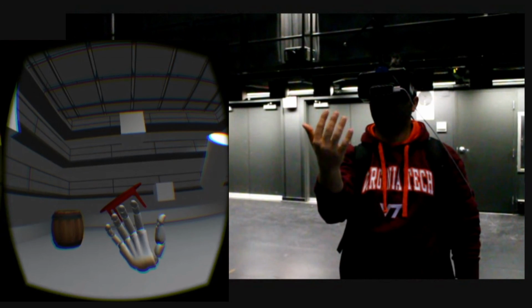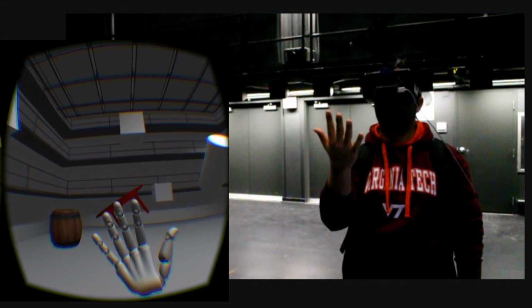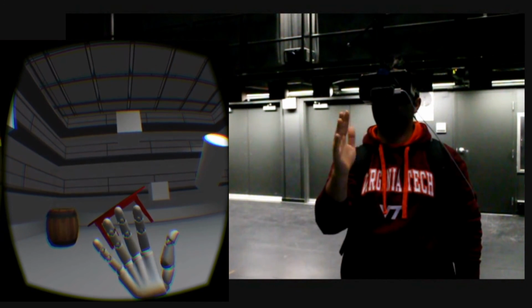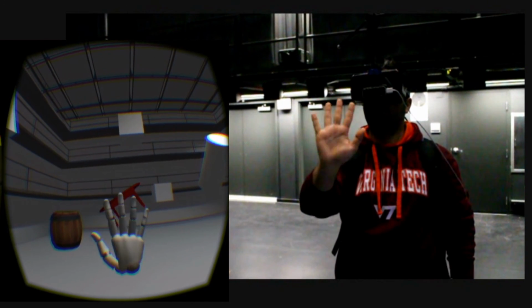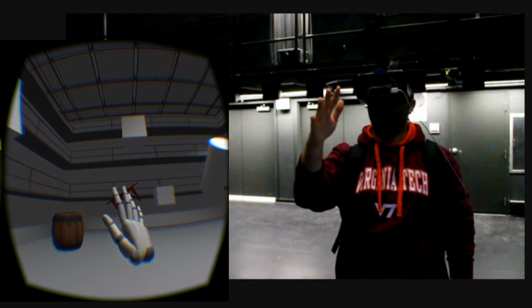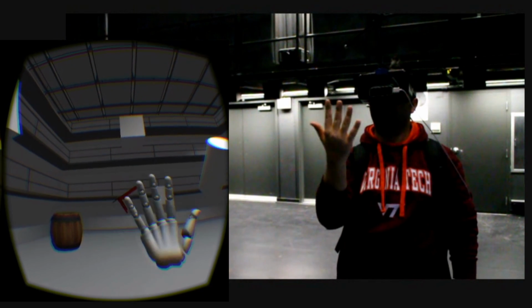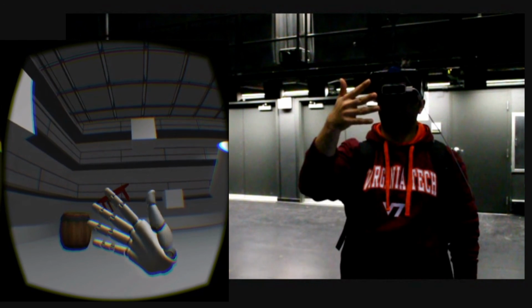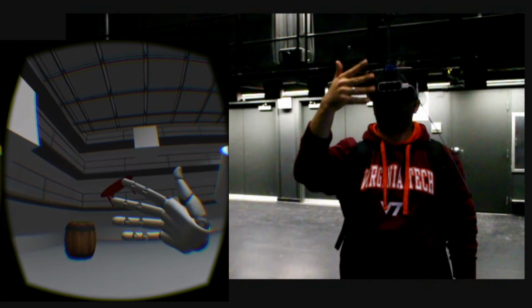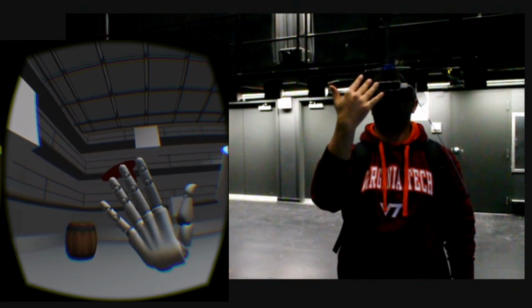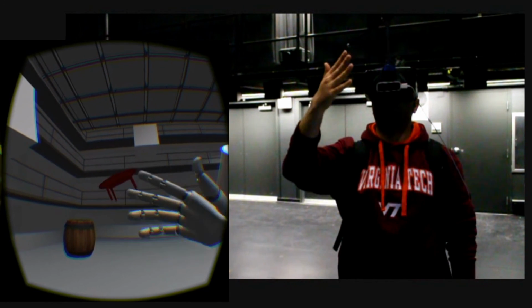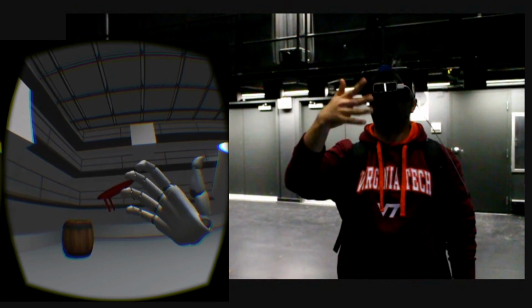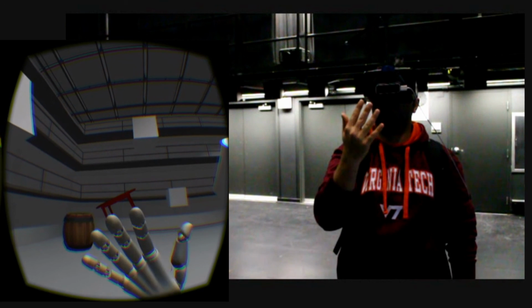Translation is done by doing a push, pull, or swipe gesture. You can either push or pull the object on the z dimension, swipe on the x dimension, or pull up and pull down on the y dimension. Both the speed of the palm and the speed of the finger movements are taken into account to determine the amount of translation.